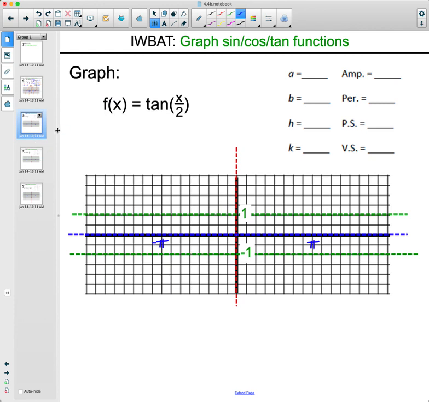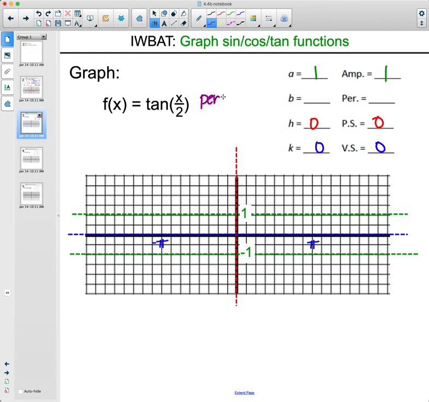So let's take a look at if we change the period here, okay? So we still have a 1 A value, which is a 1 amplitude. We have no phase shift, so we have nothing subtracted in here. We have nothing added outside. So our starting points stay the same. Our amplitude stays the same. Now our period has changed.